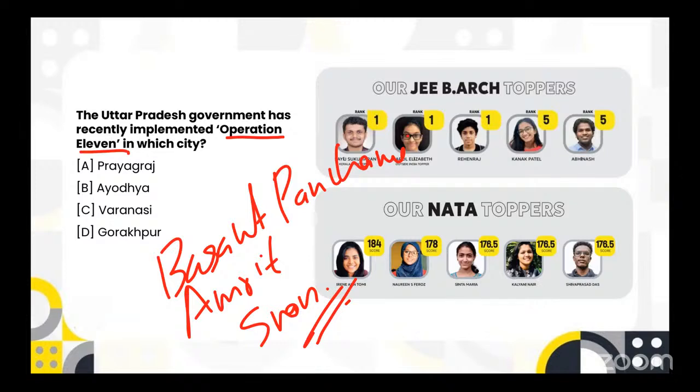And this is the largest human gathering, religious gathering in the world itself. Operation 11 is something to manage the crowd. So this ensures that there is one-way traffic and smooth movement through these bridges. So that is Operation 11, and this Mahakumbh Mela is happening in Prayagraj in Uttar Pradesh.